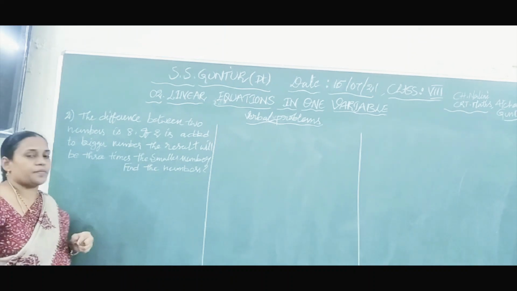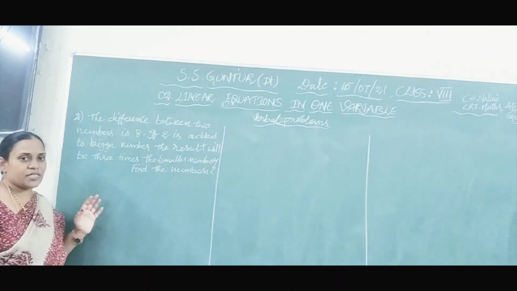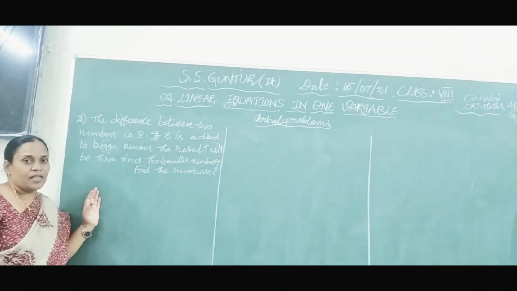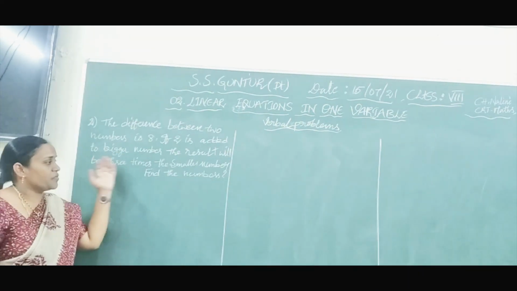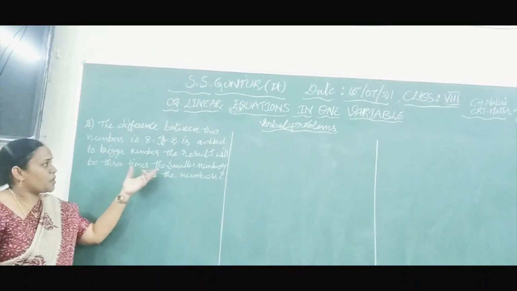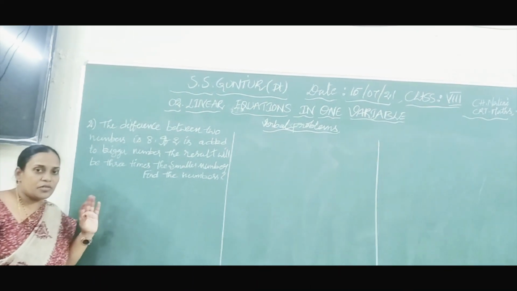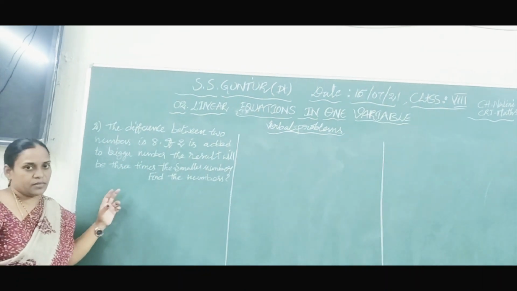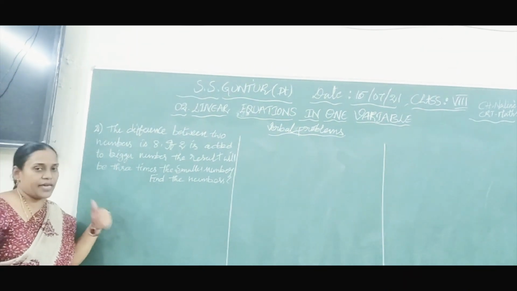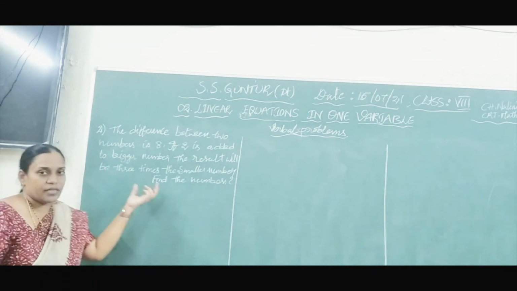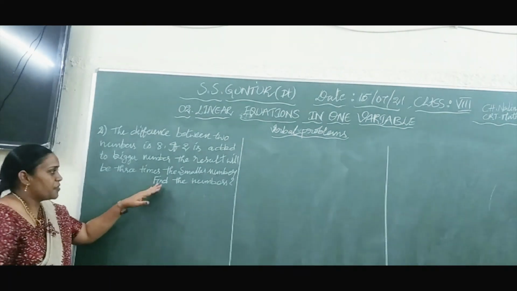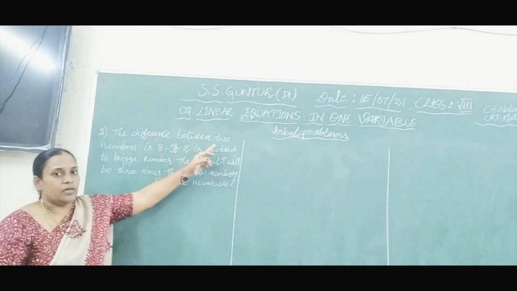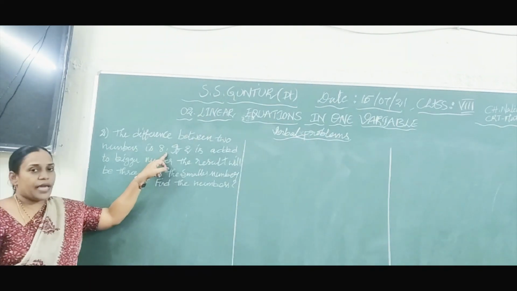Find the numbers. First of all, students, if you see word problems, don't tense, okay? If you can't understand what is given and what we have to do by reading the problem, don't mind all that. Just read the problem 2 times. If you can't understand, read again and again, then you understand the problem. You have to find the numbers. The difference between two numbers is 8.